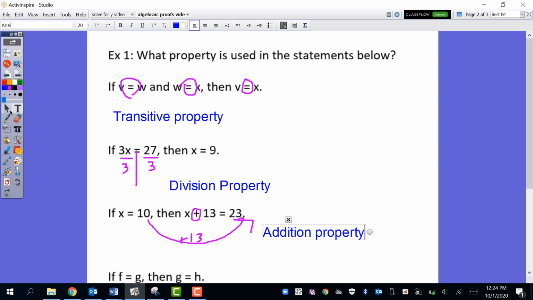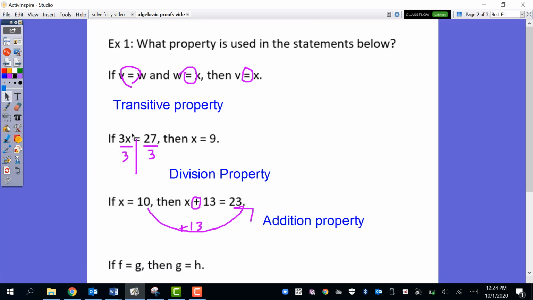You're pretty much seeing how it changes from the if part of the sentence to the then part of the sentence. This one they had to divide. This one they did plus 13.